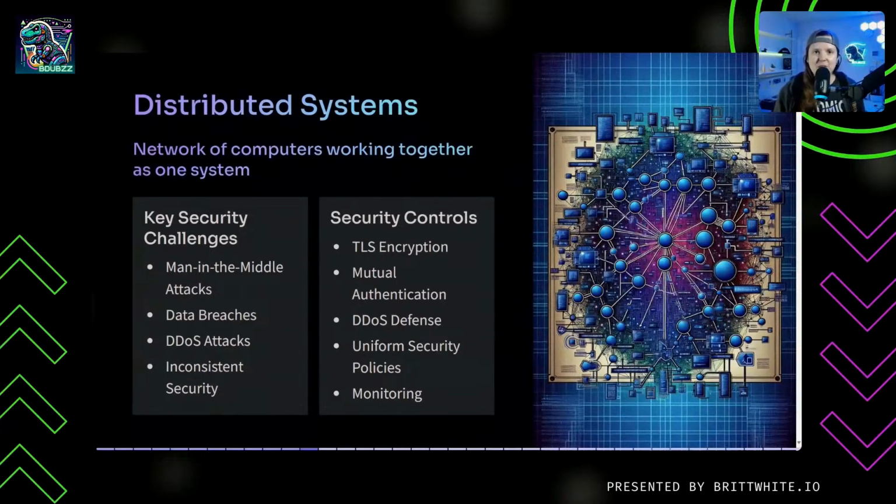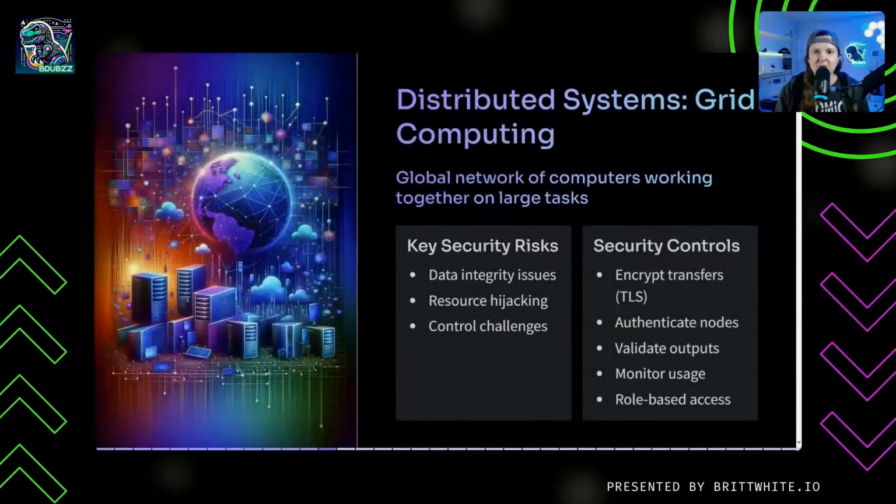Next, let's zoom into a cool example of this: grid computing. So let's explore grid computing. It's a turbocharged twist on distributed systems. If distributed systems are a team, grid computing is a global task force, pulling machines worldwide to tackle massive jobs. It's really fascinating, but the risks are just as big.